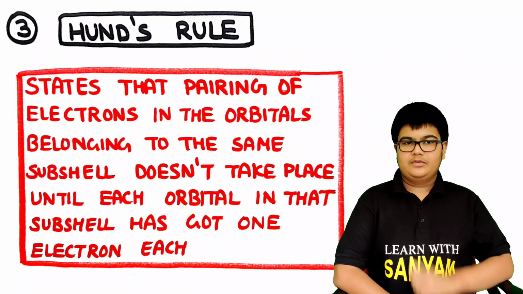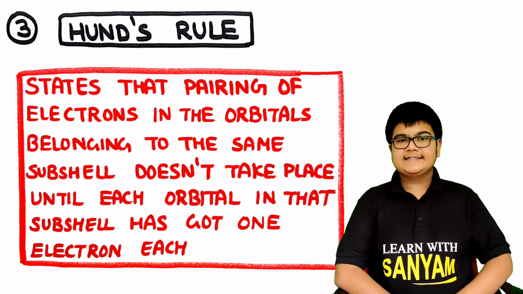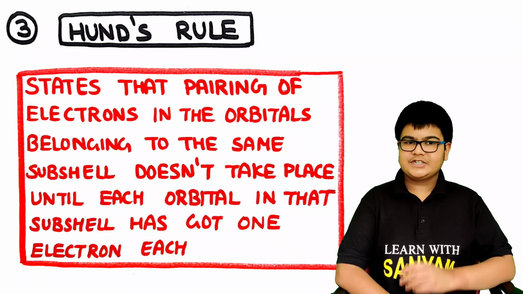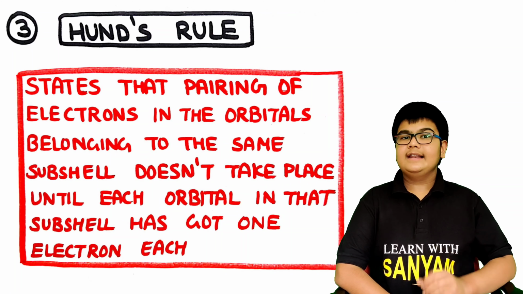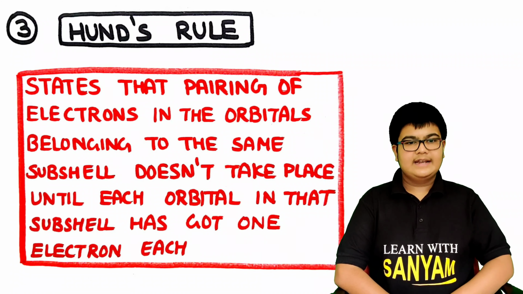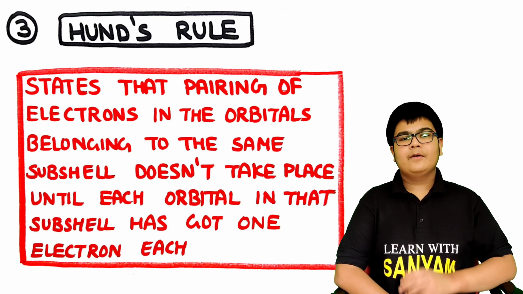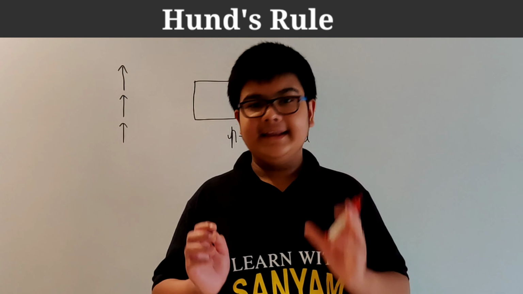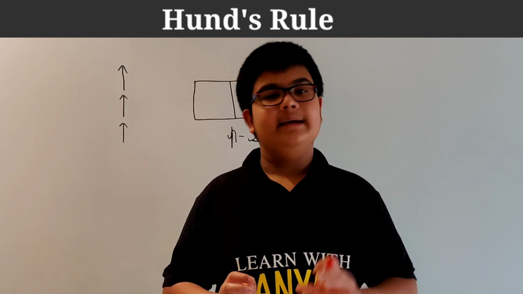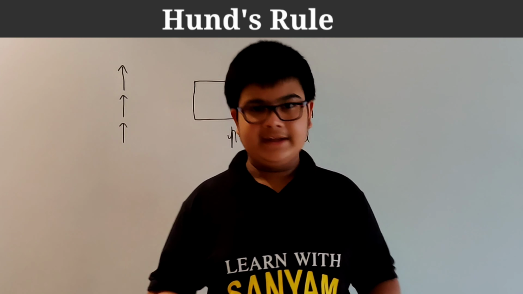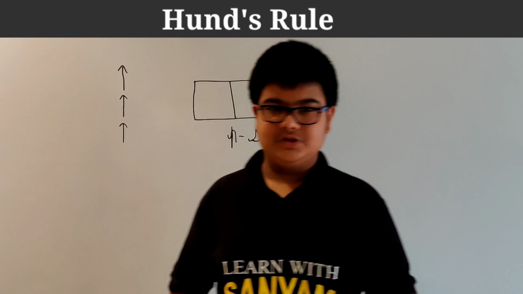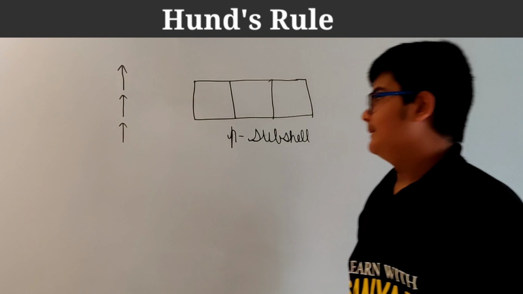Third, Hund's rule. This rule states that pairing of electrons in the orbitals belonging to the same subshell doesn't take place until each orbital in that subshell has got one electron each. Now let's understand this with the help of an example. So basically, Hund's rule says that the pairing of electrons in the orbital belonging to the same subshell will not take place until each orbital of that subshell will have one electron each. Let's understand this with the help of an example.